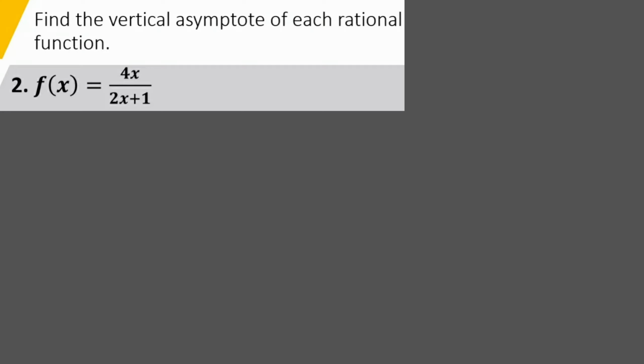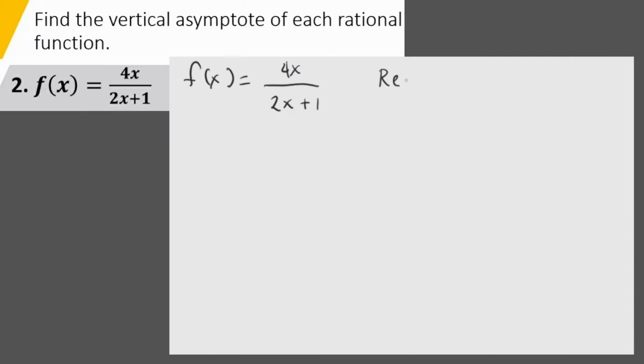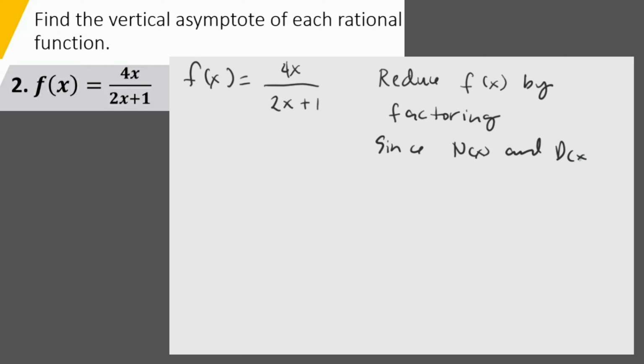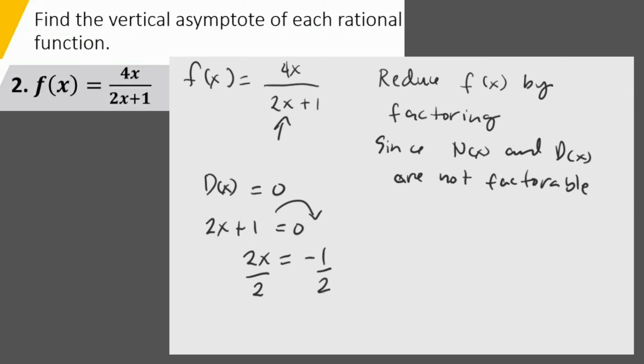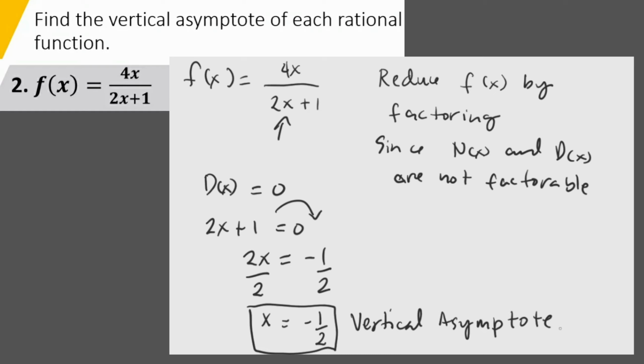Okay, for our second example, we have f of x is equal to 4x over 2x plus 1. So again, we're going to reduce our function by factoring our numerator and denominator. But for this example, this cannot be done. So if the numerator and the denominator cannot be factored, we're going to the next step, which is equate our denominator to 0. So we have 2x plus 1 equals 0. Transpose 1 to the other side makes 2x equals negative 1. Divide both sides by 2. So we have x equals negative 1/2. So this negative 1/2 is our vertical asymptote.